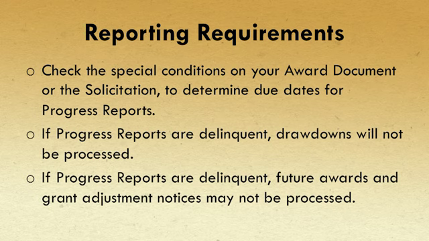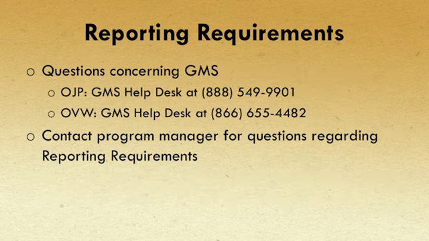Another possible consequence of delinquent report submission is that future awards and grant adjustment notices may not be processed, so please make sure your reporting is kept up to date. If recipients have any questions related to GMS during the submission of their reports, they can contact their awarding agency's help desk numbers. And if there are any questions related to the actual report or reporting requirements, they should contact their program manager directly for clarification or guidance.